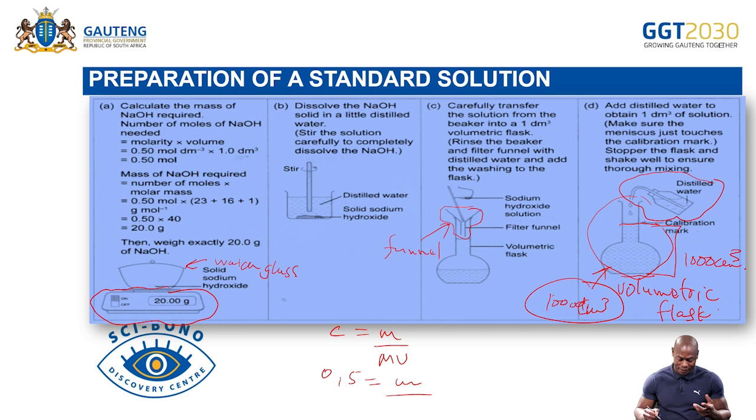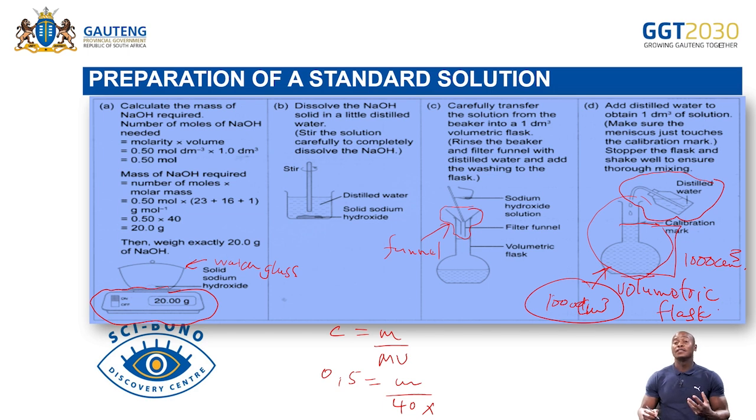The molar mass of sodium is 23, the molar mass of O, which is oxygen, is 16, and for H it's 1. So you have 23 plus 16 plus 1, which gives 40. So it will be 40 grams per mole times the volume.